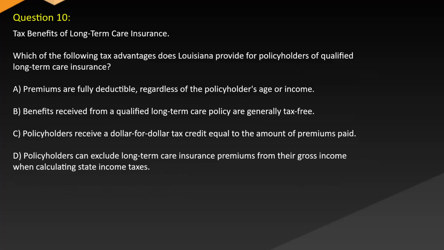Question 10. Tax benefits of long-term care insurance. Which of the following tax advantages does Louisiana provide for policyholders of qualified long-term care insurance? A. Premiums are fully deductible regardless of the policyholder's age or income. B. Benefits received from a qualified long-term care policy are generally tax-free. C. Policyholders receive a dollar-for-dollar tax credit equal to the amount of premiums paid. D. Policyholders can exclude long-term care insurance premiums from their gross income when calculating state income taxes.